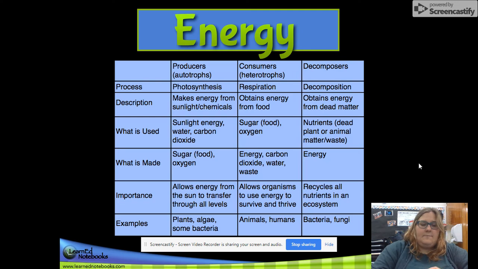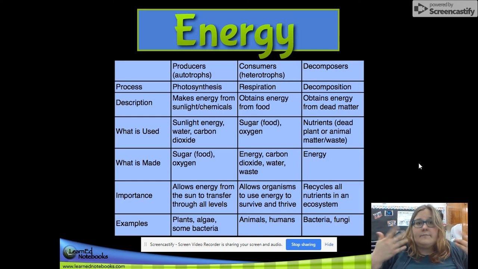Plants, algae, and some bacteria, we talked about that, I think, in second block, are producers. Okay, they're making their own food. Consumers, heterotrophs, their process is respiration. That's the breathing out. We talked about cellular respiration in plants. So we breathe out. They are getting energy from the foods they eat. So they use that sugar and the oxygen. The food you consume, that pizza at lunch, those mandarin oranges, you're going to eat those.